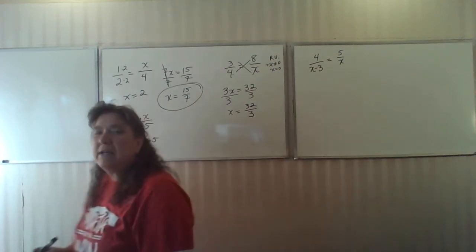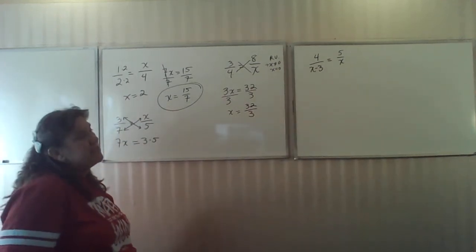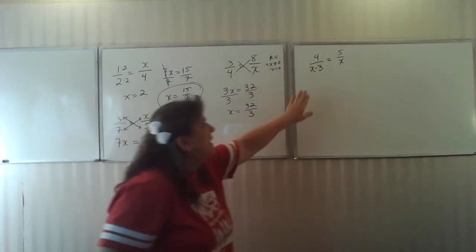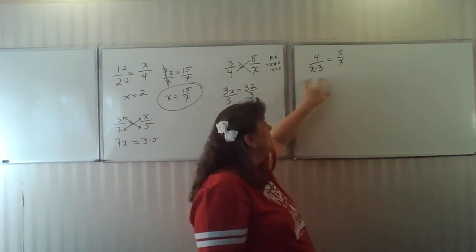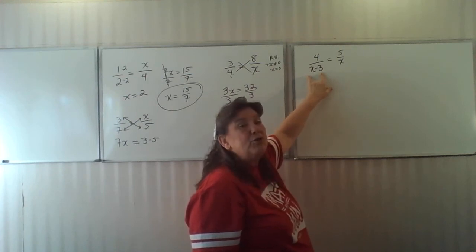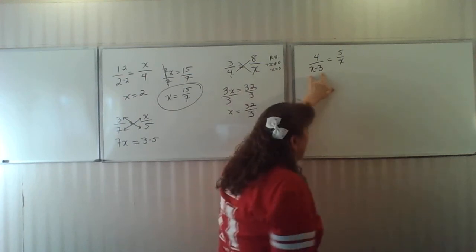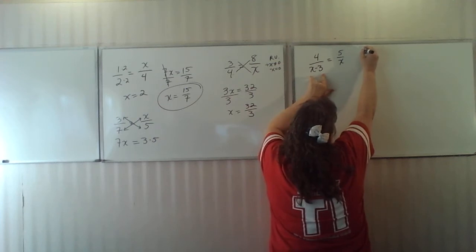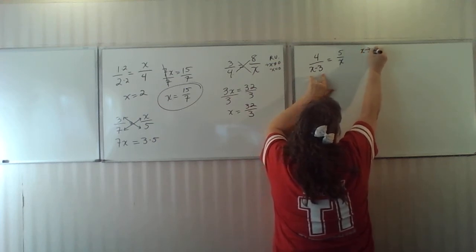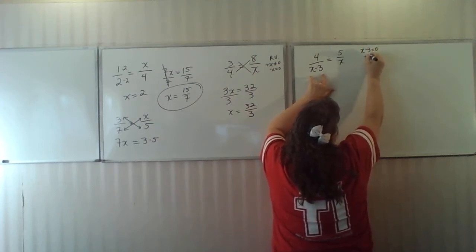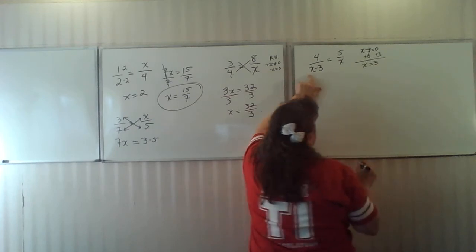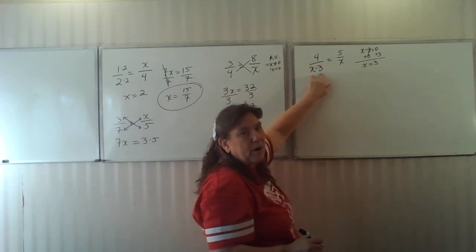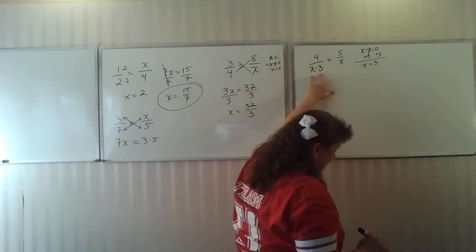Okay, now notice that my denominators are not the same on this one. I have an x minus 3 here, and I have an x here. So for my restricted values, I'm going to have 2 restricted values because each one of those is going to have to be put equal to 0 to find out what the restricted value is. So if x is equal to 3, 3 minus 3 will make that 0.